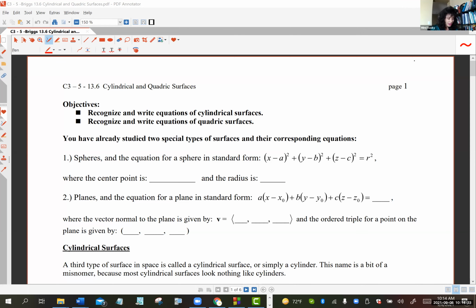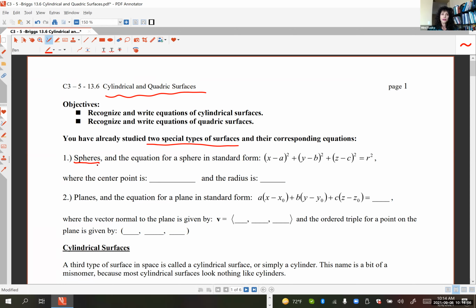Cylindrical and quadric surfaces. What are those? Well, we're going to start reviewing a couple of surfaces and their corresponding equations that you already know. Good news, you already know a couple of surfaces. Really? Yeah. Let's do it. So let's look at the two special types of surfaces that we've looked at.